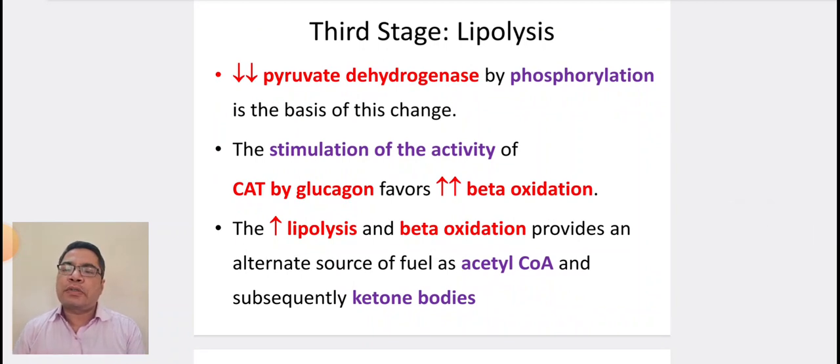Decreased pyruvate dehydrogenase by phosphorylation is the basis for this change. The stimulation of the activity of CAT by glucagon favors increased beta oxidation. The increased lipolysis and beta oxidation often provide an alternate source of fuel as acetyl CoA and subsequently ketone bodies.